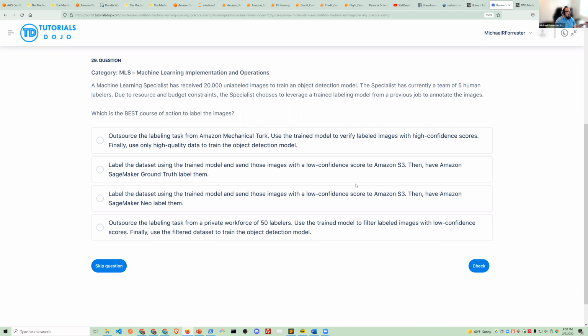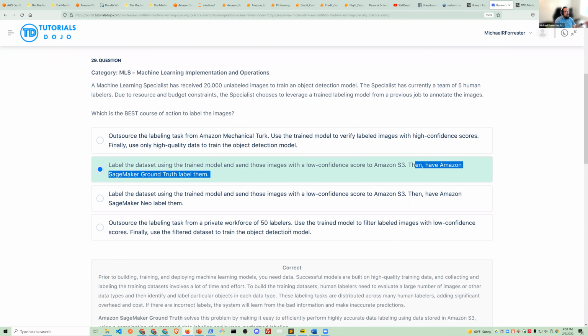Okay. So I noticed that a bunch of you put B, which was label the data set using the trained model, put those with low confidence score in S3, and then have Amazon Ground Truth label them from that point forward. Yeah, so that would work, because your model gets trained. If you got a low confidence score, then you just dump it into the S3 bucket. And then in turn, you can present that bucket of the low confidence values back to Ground Truth.